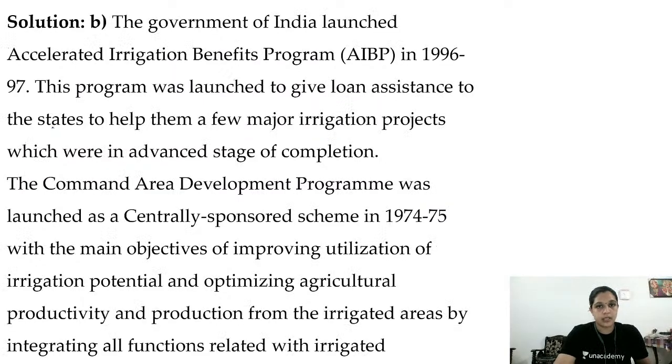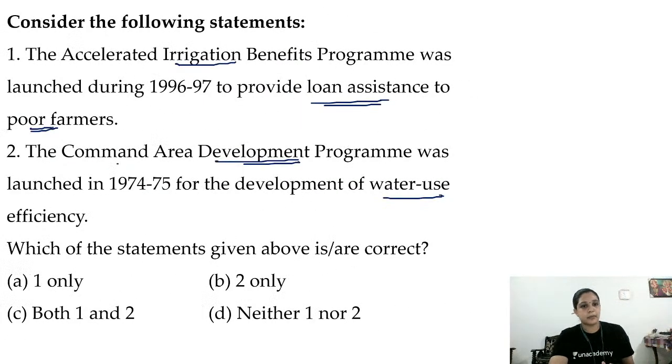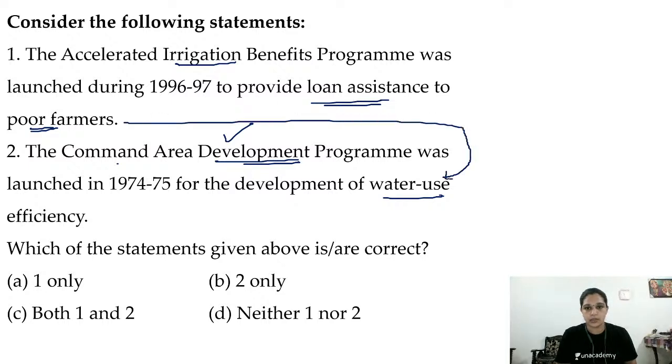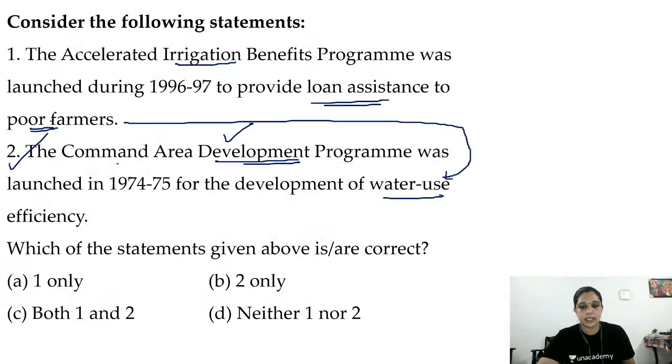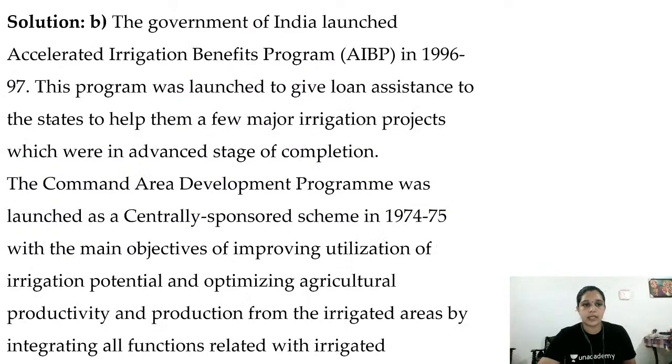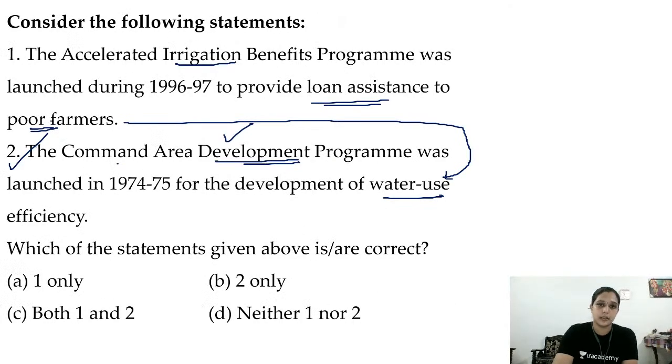Let's see the answer. Here, option B is correct because irrigation means it should be related to water use, but development can have both loan assistance to poor farmers and water use. So the second statement is right, but the first statement is wrong because this programme was launched in 1996-97 to give loan assistance to states to help complete a few major irrigation projects, not for the poor farmers. So this question was from the current affairs.